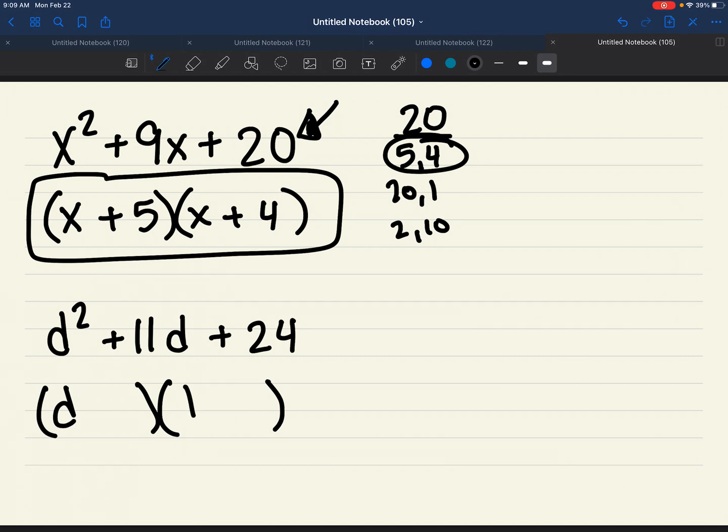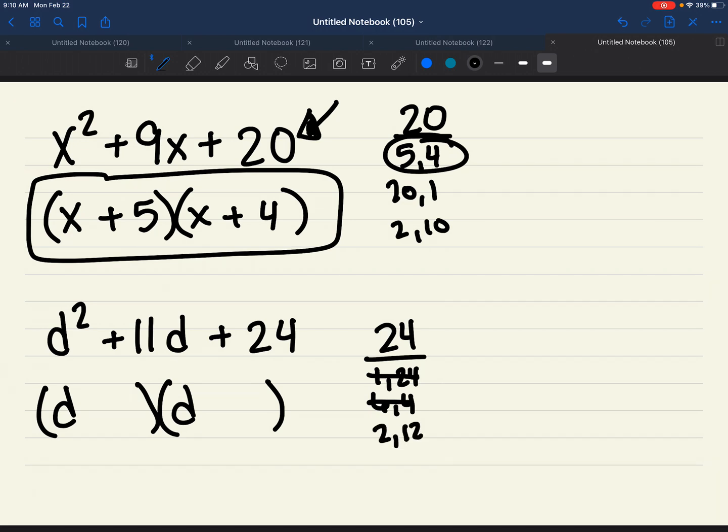Okay, somebody want to try this one? Cage? What would I start in both sets of parentheses? D. All right. And then I'm looking for what type of number? 2 numbers that multiply to get 24 and add to get 11. Yes. So just tell me 2 factors of 24. 1 and 24. Okay. 6 and 4.